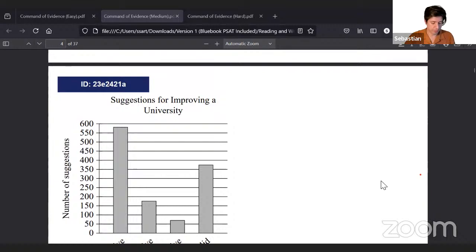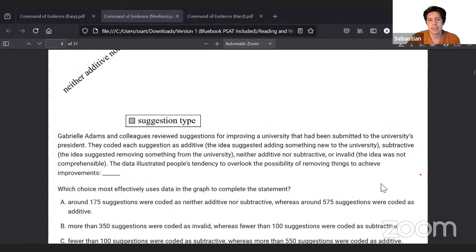Suggestions for improving a university. Gabriel Adams and colleagues reviewed suggestions for improving a university that had been submitted to the university's president. They coded each suggestion as additive, the idea suggested adding something new to the university; subtractive, the idea suggested removing something from the university; neither additive nor subtractive; or invalid, the idea was not comprehensible. The data illustrated people's tendency to overlook the possibility of removing things to achieve improvements.